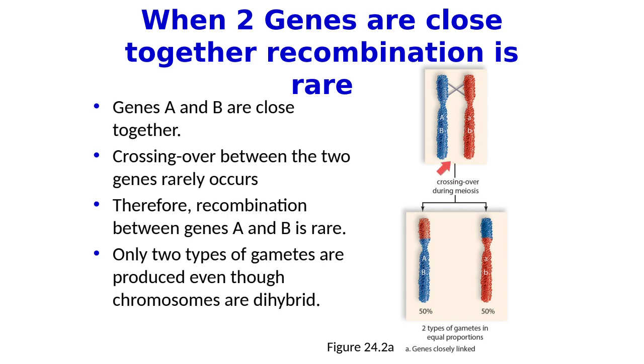And so let's imagine that there's a crossing over event, but it occurs at such a place, for example here, such that the genes remain linked together. So in this case, only two types of gametes are made with respect to these genes, AB and ab. So recombination between two genes that are located close together is rare. Only two types of gametes are produced, even though this is a dihybrid cross.